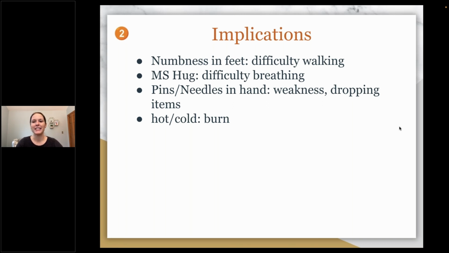This is a good question. How does intention tremor relate to pain? I drop things because my fingers won't stay closed.